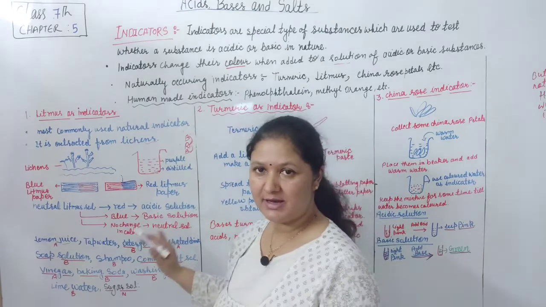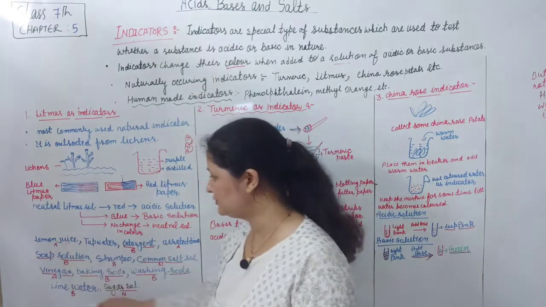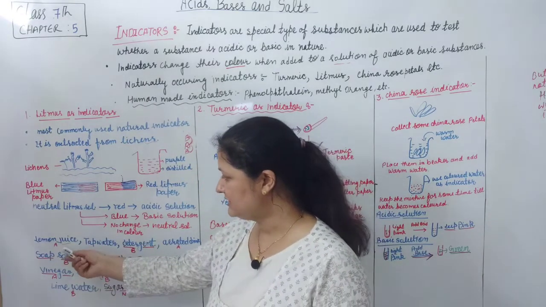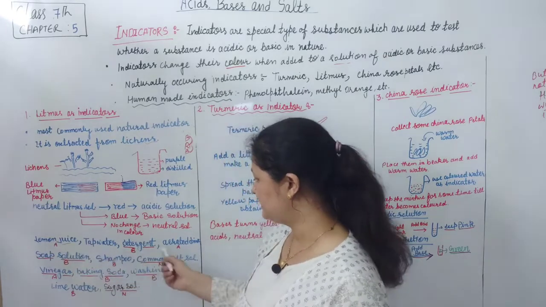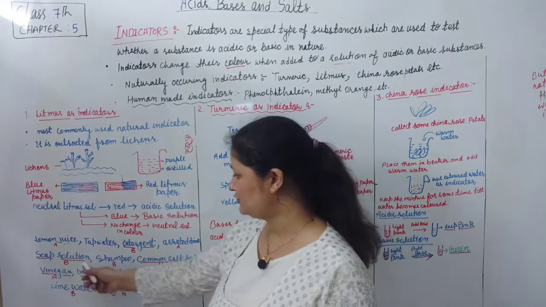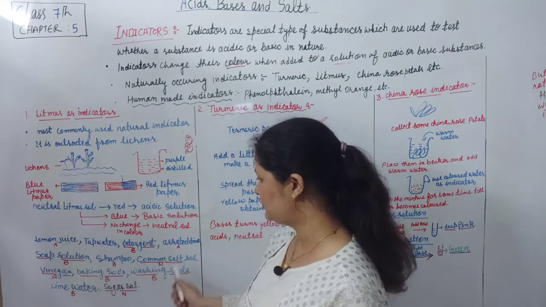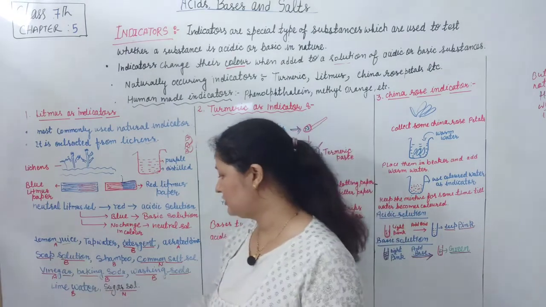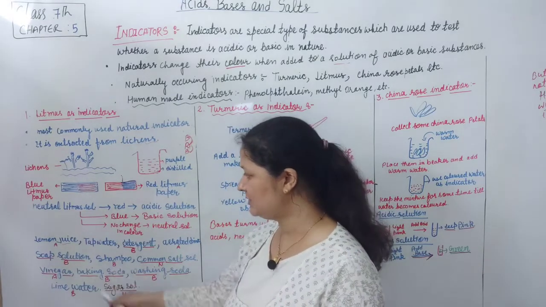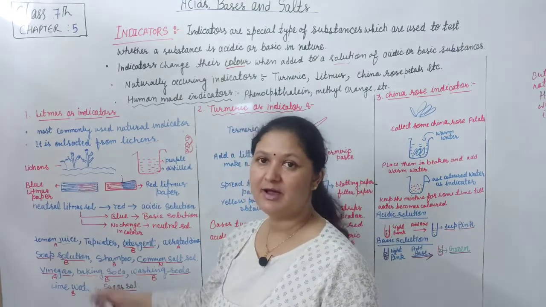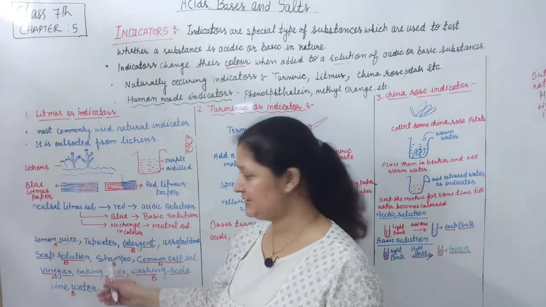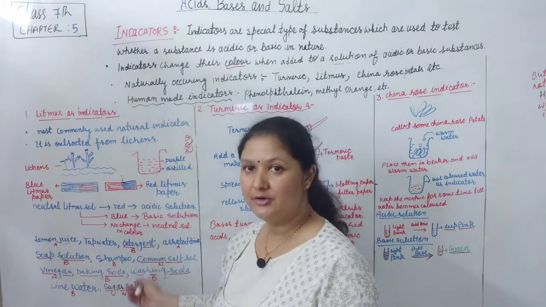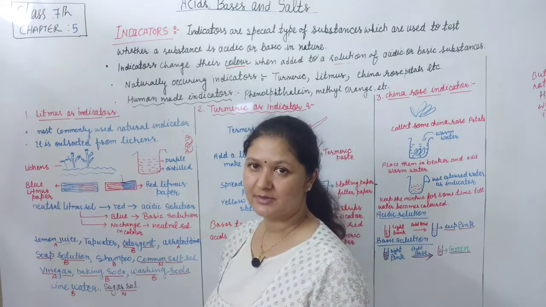So you can do the same activity with different types of solutions. For example, this is lemon juice, tap water, detergent, aerated drink, soap solution, shampoo, common salt, vinegar, baking soda, washing soda, lime water, sugar solution. I have written here some are acidic in nature, some are basic in nature, and some are neutral, right? Clear?